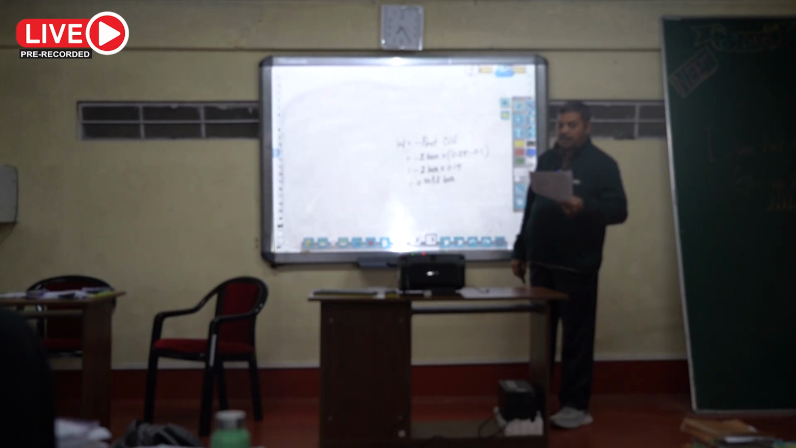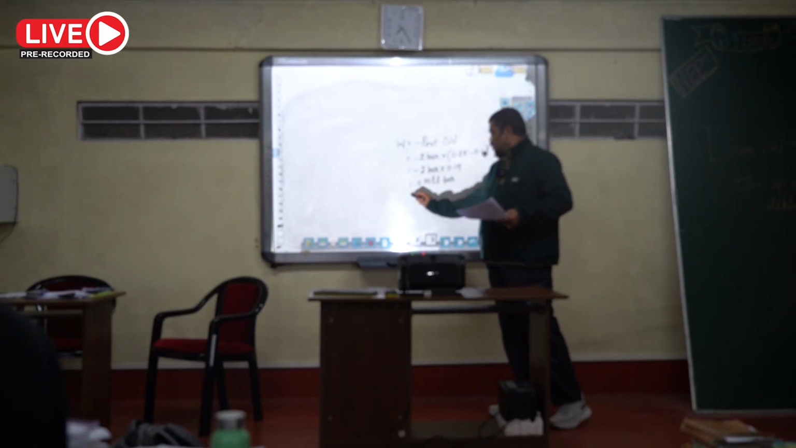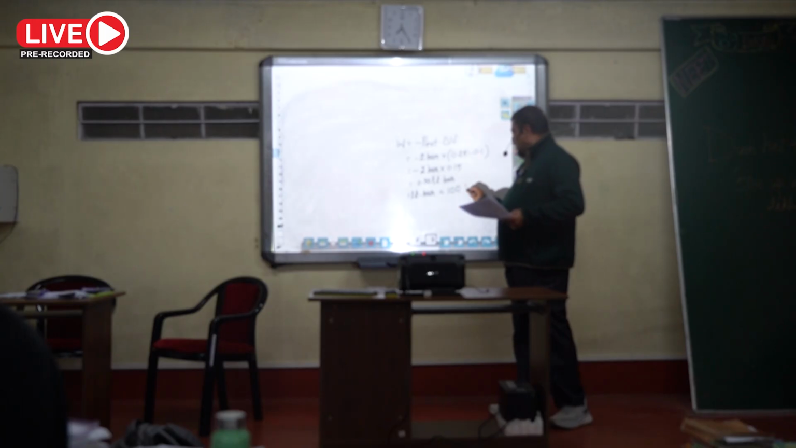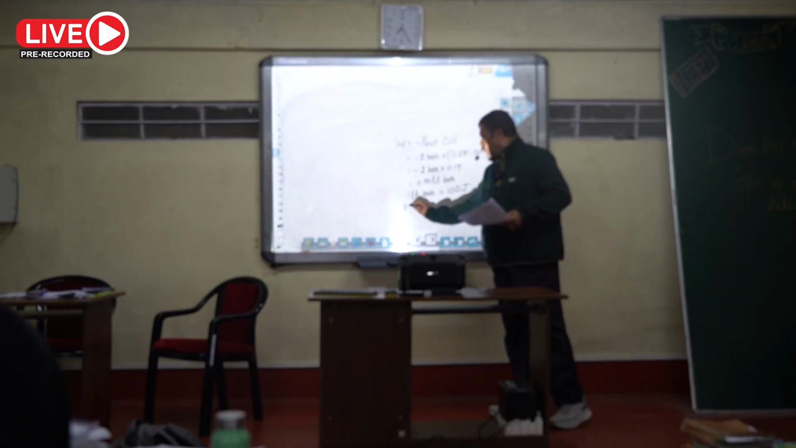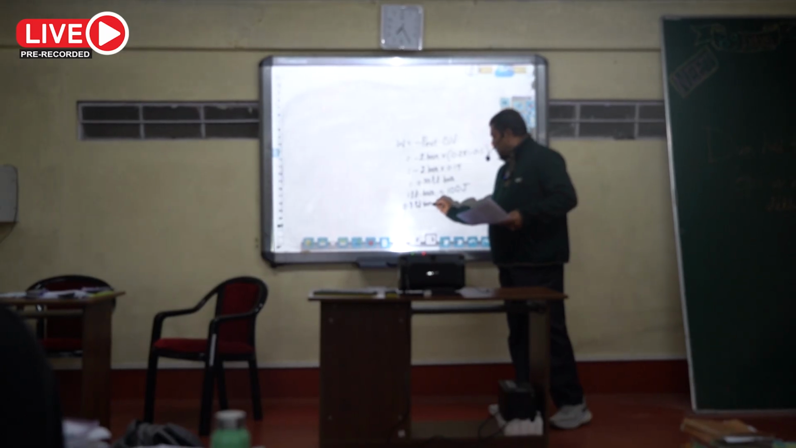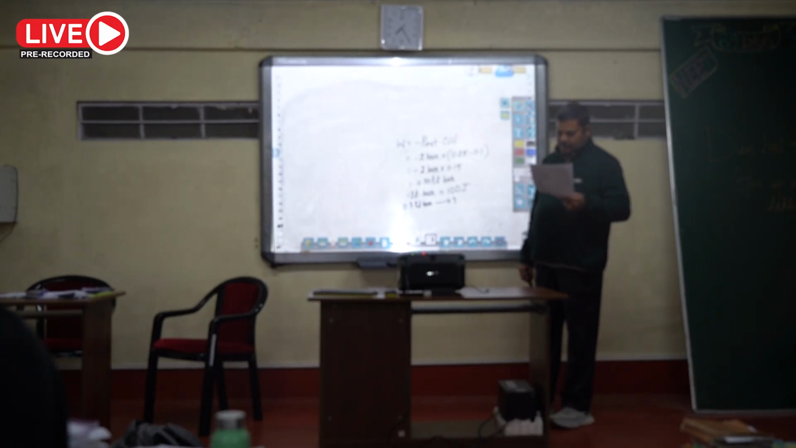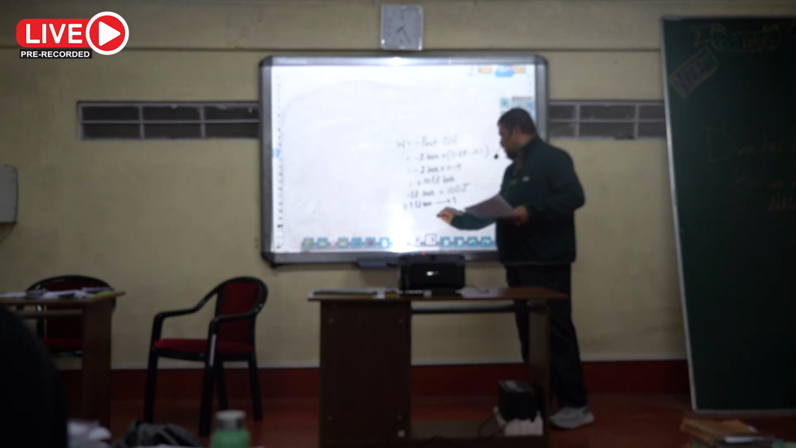But 1 liter bar is equal to 100 joules. They have given it already. 1 liter bar is equal to 100 joules. So for 0.3 liter bar, you multiply that, you will get 30 joules.